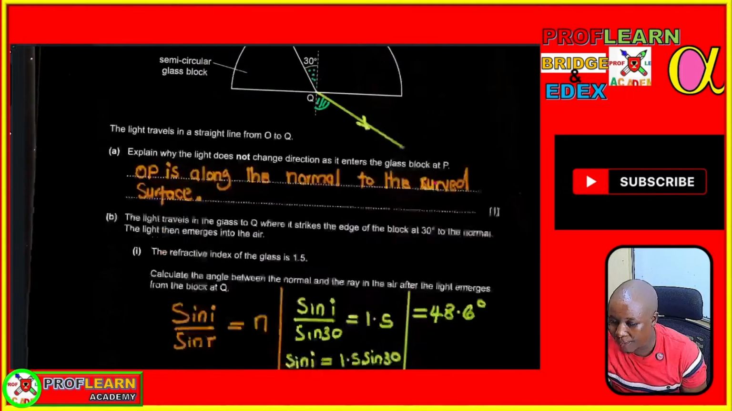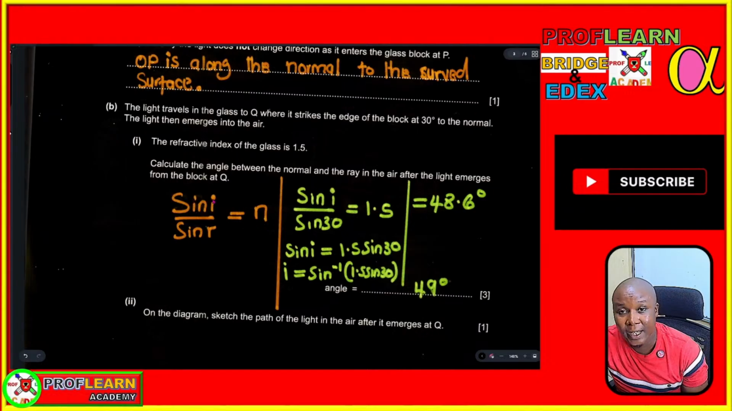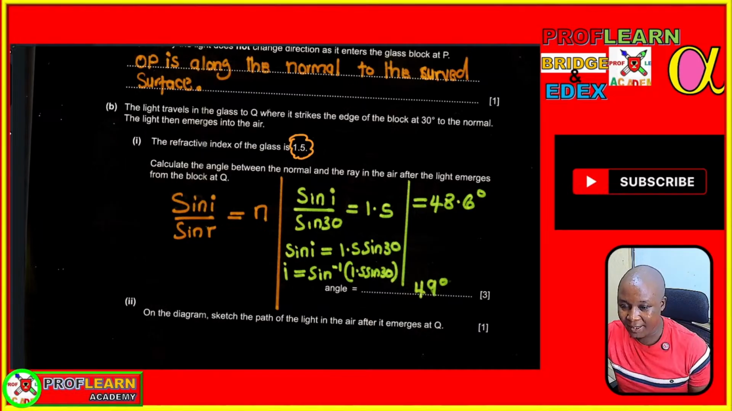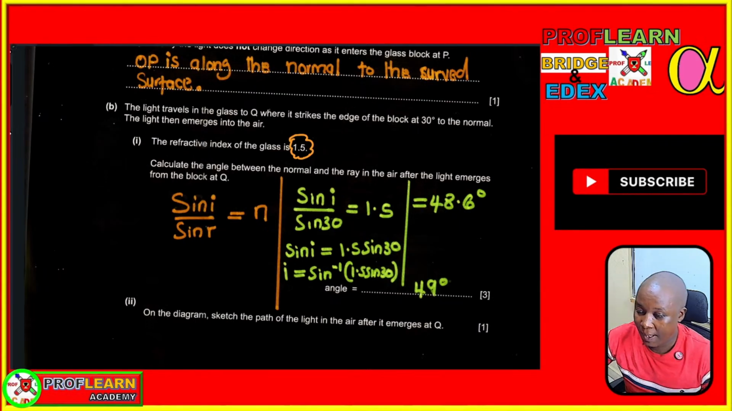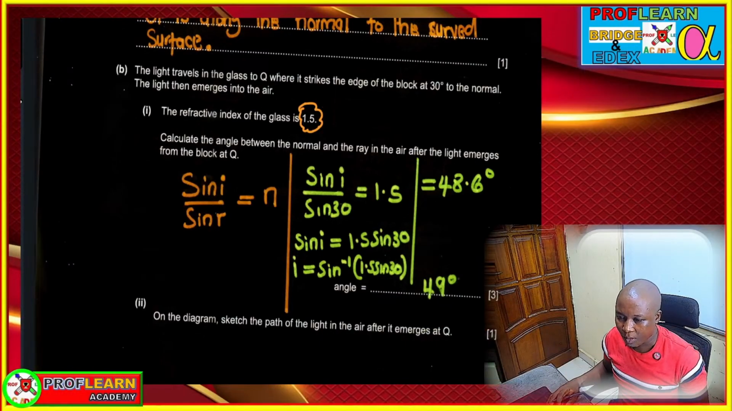Then I'm going to say that sine of the angle of incidence over sine r is equal to n, which is the refractive index, and the refractive index in this question is given at this point. So what does that mean? We are going to consider r as the angle of refraction and i as the angle of incidence, and then we are going to substitute: sine i over sine r is equal to 1.5.